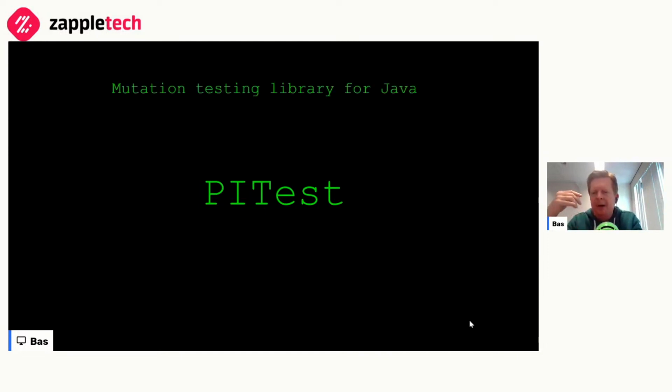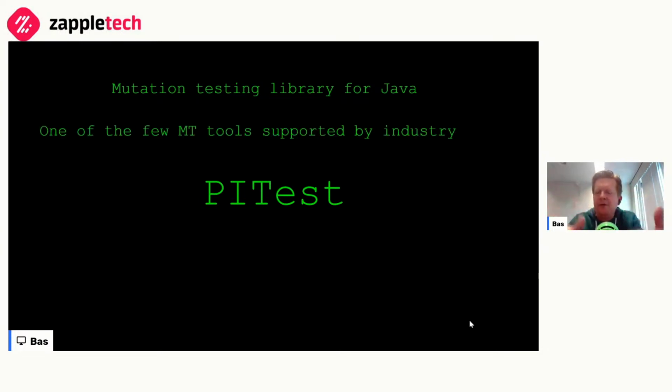PyTest. PyTest is a mutation testing library for Java. All of the concepts, all the things you see, they apply to all kinds of mutation testing tools, all kinds of programming languages. Why Java? Because it's a very popular programming language, of course. And why PyTest? Because it's one of the few mutation testing tools that are actively supported by industry in the Java ecosystem. A lot of these mutation testing tools originate from academic research, and that's fantastic. It's a great source for a lot of tools that we use these days.